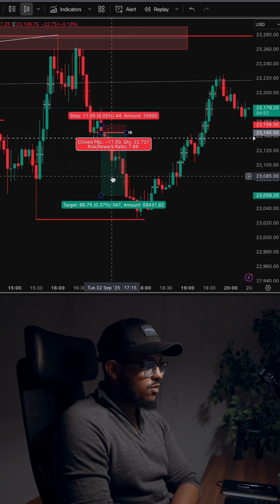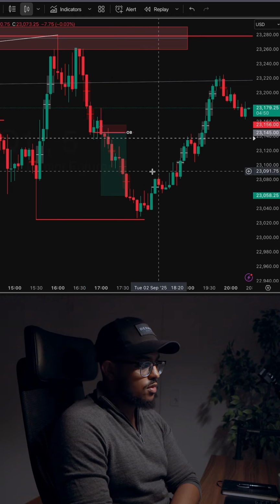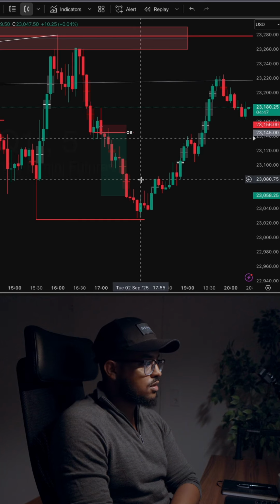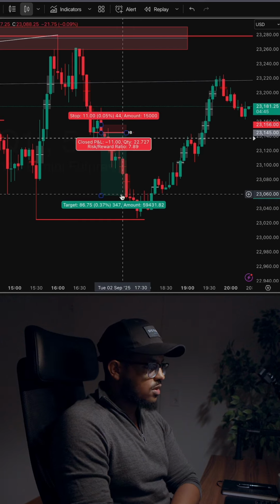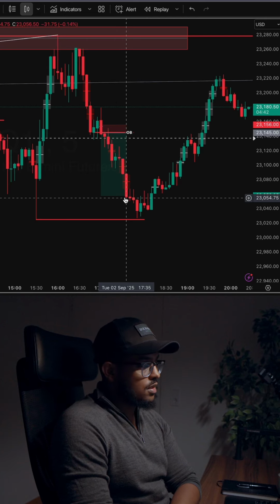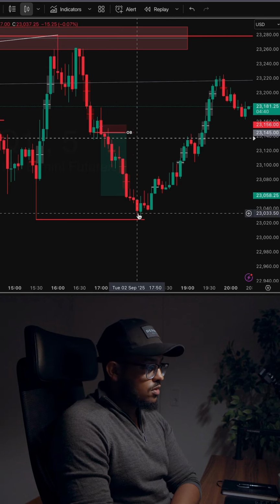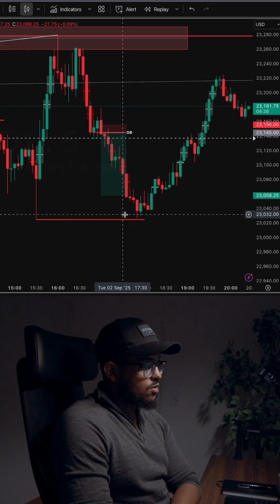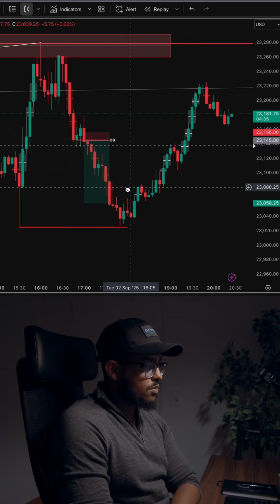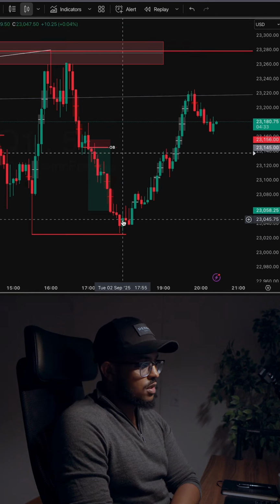It's a 1-to-7 ratio. So you can see the risk to reward is really rewarding in this case. And this was the trade for today. And you can see that later on, the NQ never took this low out. So it was really good timing that we got out, because from that point on, it just reversed.